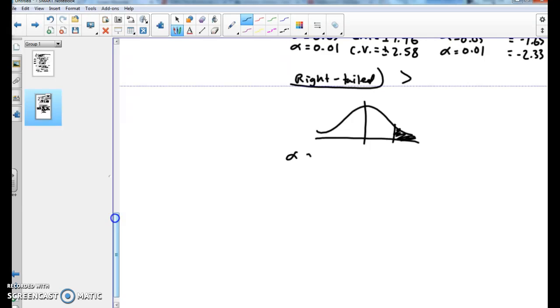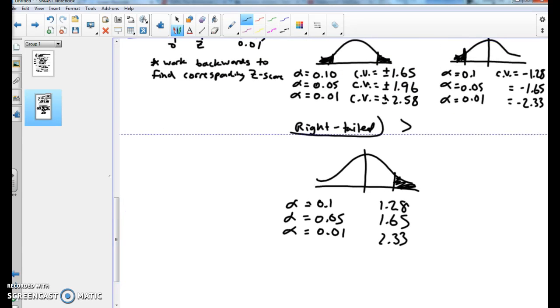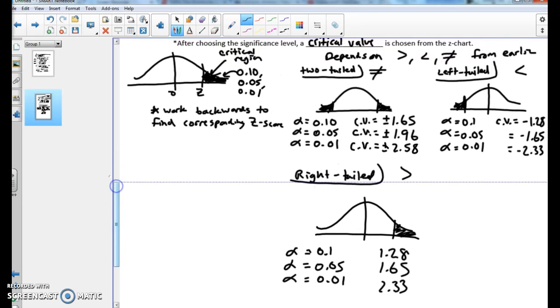Now, alpha, 0.1, 0.05, and 0.01. So when alpha is 0.1 here, the critical value that goes with that is 1.28. When alpha is 0.05, we get 1.65. When alpha is 0.01, we get 2.33. Notice that these are just the positive values, opposite from when it was left-tailed, right? And that should make sense. We're only focused on one end, so it's just positive values for right-tailed, it's just negative values for left-tailed. Whereas when it was two-tailed, it's plus or minus because it can be either.